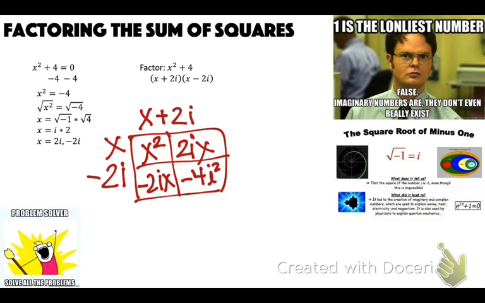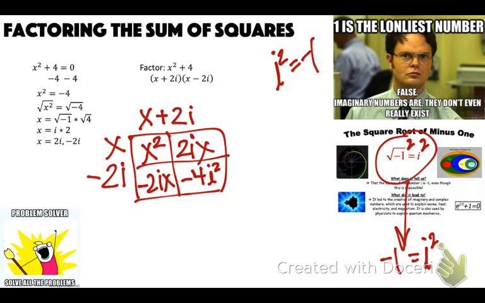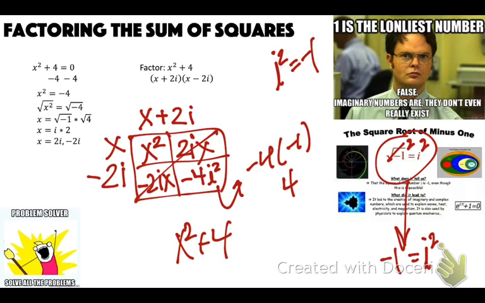And if you remember from last year, i squared equals -1. Or even if you looked at this and you were to square both sides, you get that i squared equals negative 1, because if you square a radical, it just goes away. So then these things are going to cancel out. This is the same as negative 4 times negative 1, which is positive 4. So we do end up with x squared plus 4. Okay.